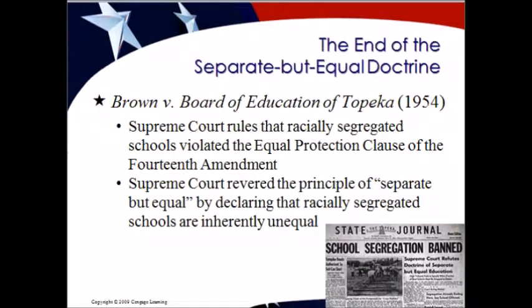Plessy versus Ferguson was eventually overturned in the Supreme Court case of 1954. The case was Brown versus the Board of Education of Topeka. The separate but equal doctrine was reversed on the basis that it violates the Equal Protection Clause. So Plessy versus Ferguson was overturned by Brown versus Board of Education of Topeka on the basis that it violates the Equal Protection Clause.